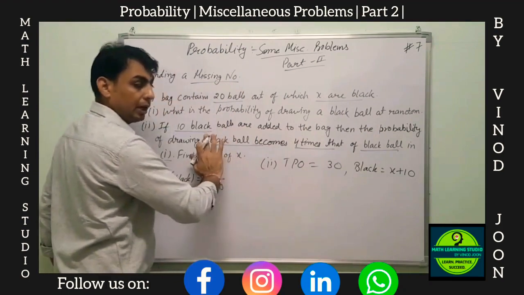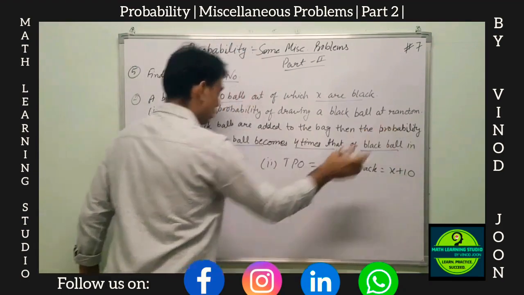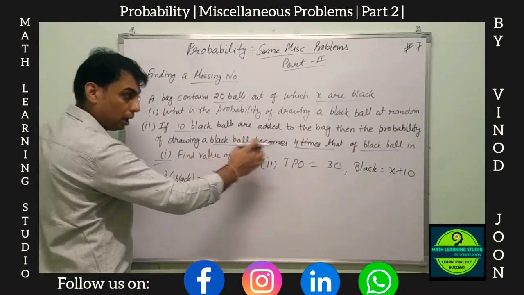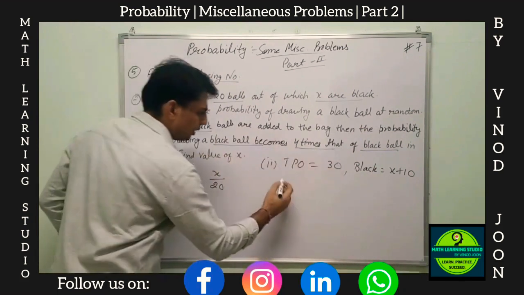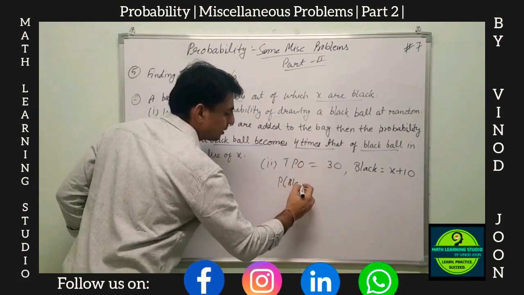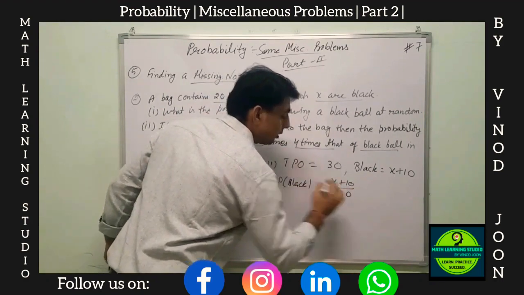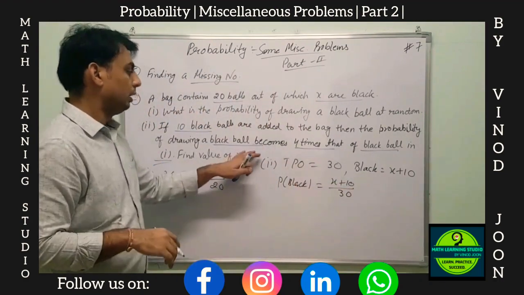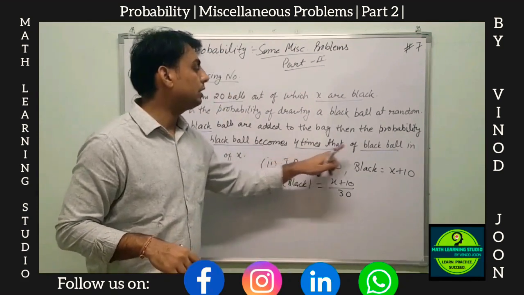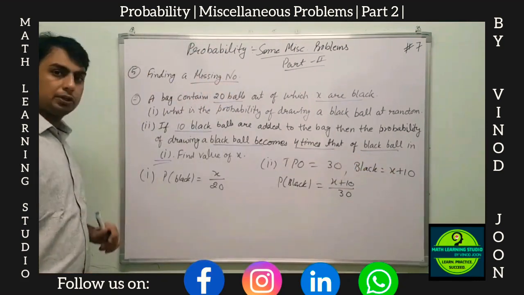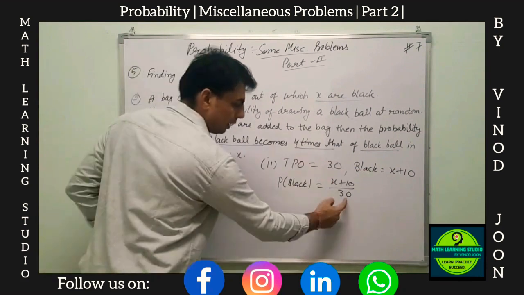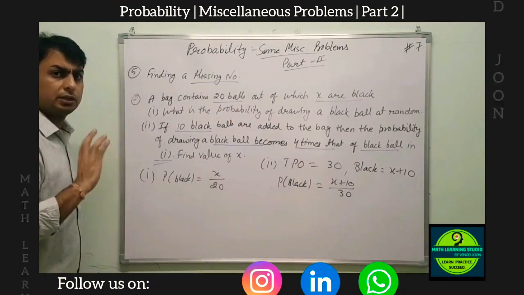Then when these 10 black balls are added in the bag, then the probability of black ball, अब जो probability आएगी black ball की, so let us find out the probability of black in this condition. It will be what? X plus 10 divided by 30. Okay? This probability becomes 4 times that of the black ball in condition 1. ये जो probability है और ये जो probability आई थी, there is a relation given between these two.